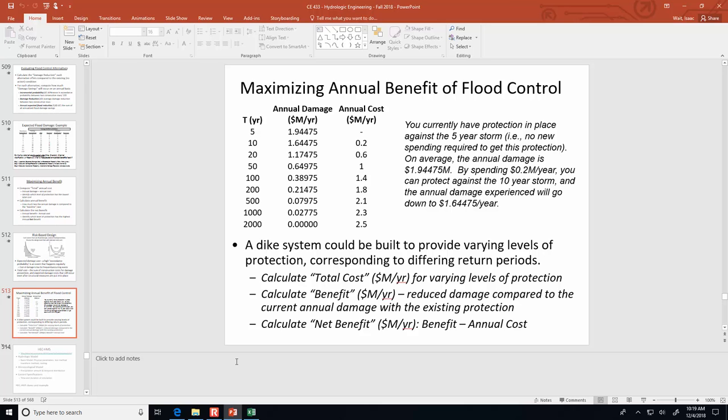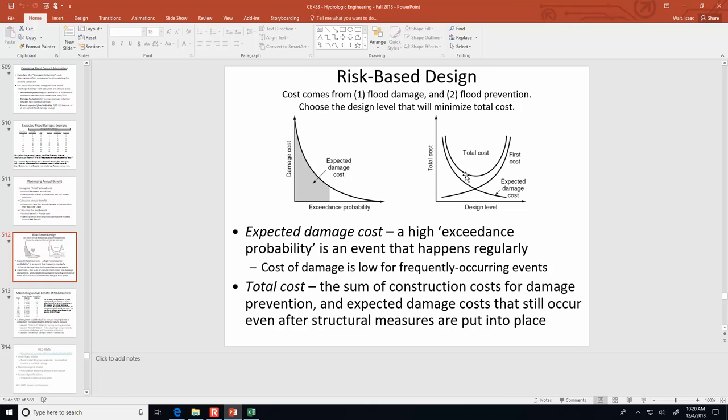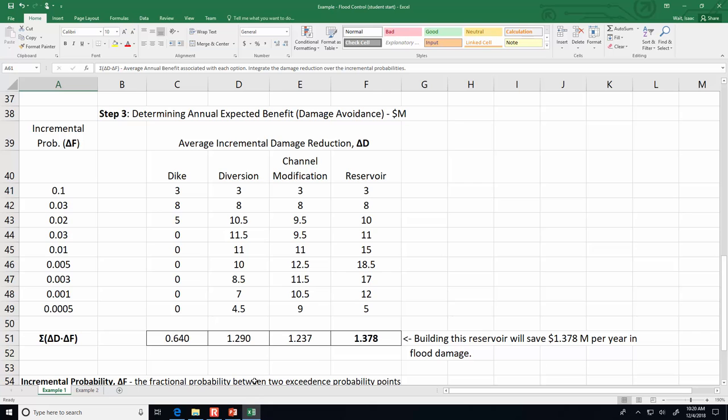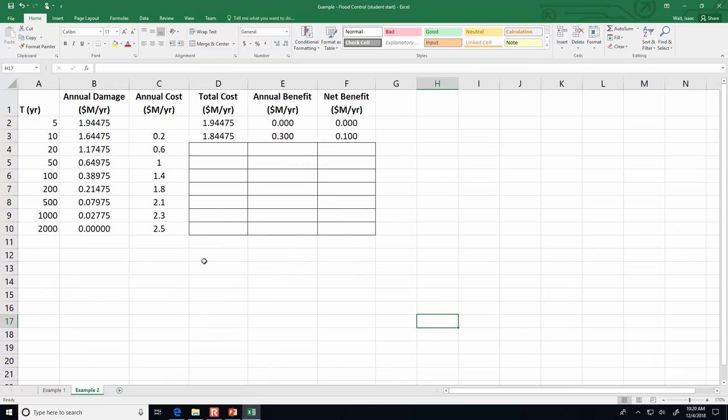And so what we're going to do is calculate the total cost, which includes both the damage and the cost of providing protection. So these two columns can be thought of as the two curves that make the total cost curve. There's the cost of constructing the structural measure, and there's the cost of the damage. And so we want to know the total cost by adding these two columns together for each year. And then the benefit is going to be the reduced damage compared to the existing protection. And then we also want to do the net benefit. All right, so that is here on example two.